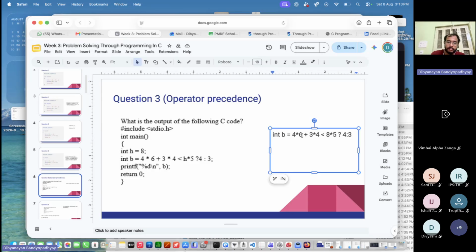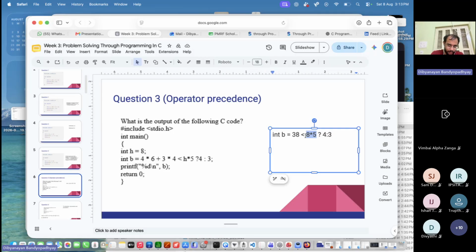So how does it work? Basically, you multiply these two numbers first, okay? And it goes in a left to right manner. So you multiply this first and this second, and then you add it. So what does it mean? 24 plus 12, right? So it is basically 38. And this is 8 into 5, which is 40. So this is how the left hand side will be evaluated.